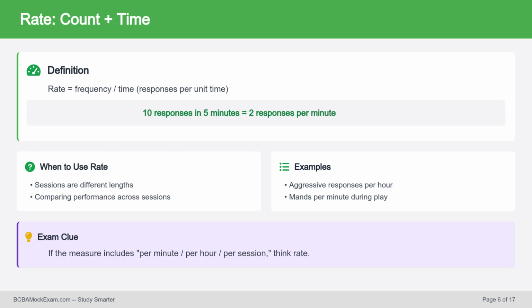Rate is frequency divided by time. It expresses behavior in a standardized way so you can compare across sessions with different lengths. For example, 10 responses in 5 minutes equals 2 responses per minute. Use rate when measuring behaviors across varying observation periods or contexts. Examples include aggressive responses per hour or mands per minute. If a scenario includes per minute, per hour, or any time-based unit in the measurement itself, it is rate.